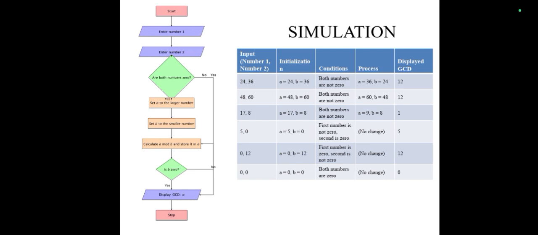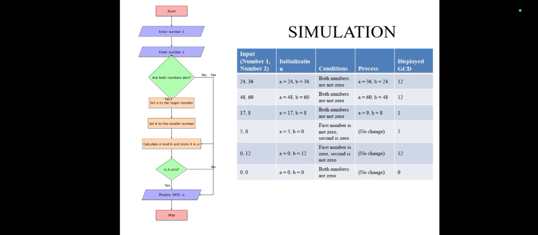For the second to the last example, I inputted 0 and 12. Initially, A is set to 0 and B is set to 12. The first number is 0, but the second number is not 0. Since the first number is 0, there are no changes in the values of A and B. So, the displayed GCD is calculated as 12, which is the value of B in this case. So, our displayed GCD is equal to 12.